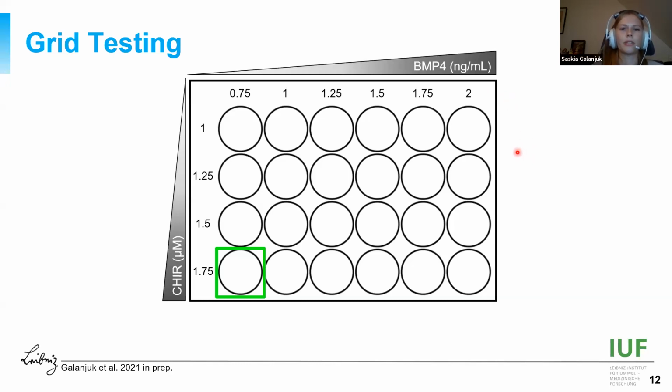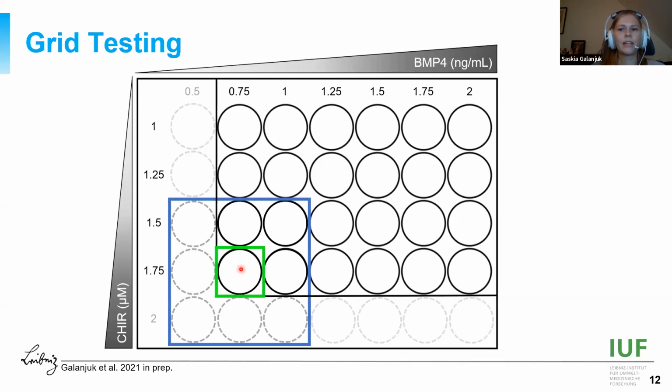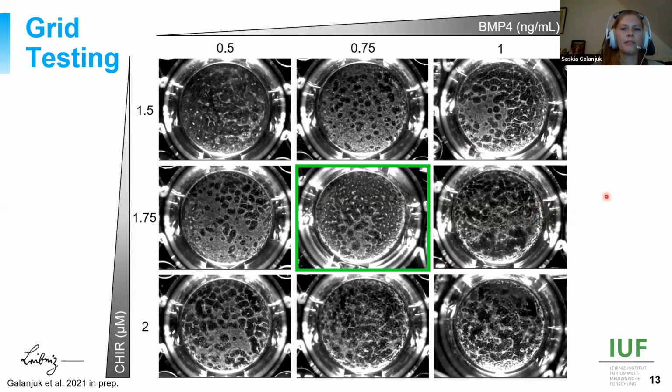And the initial optimal concentration combination for IPS11 cells was just on the edge of the grid. So therefore, we had to extend the grid with these concentrations here to ensure that the best concentration were chosen. And here you can see exemplary video recordings of the extended grid of day 10 cardiomyocytes. As you can see, the concentration combinations marked in green lead to the most confluent cell layer of beating cardiomyocytes, which are 1.75 micromolar CHIR and 0.75 nanogram per milliliter BMP4.